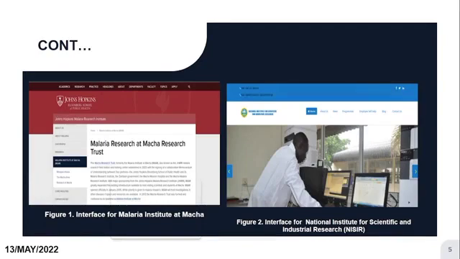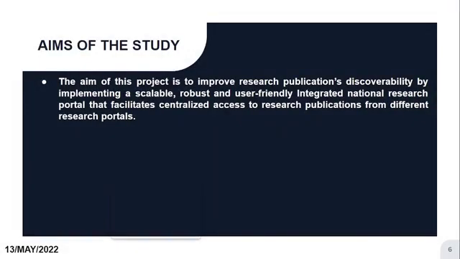Aim of the study. This slide showcases two examples of independent research portals. Figure 1 is the interface for Malaria Institute at Macha, while Figure 2 is the interface for National Institute for Scientific and Industrial Research. Aim of the study. The aim of this study is to improve research publications discoverability by implementing a scalable, robust, and user-friendly integrated national research portal that facilitates centralized access to research publications from different research portals.